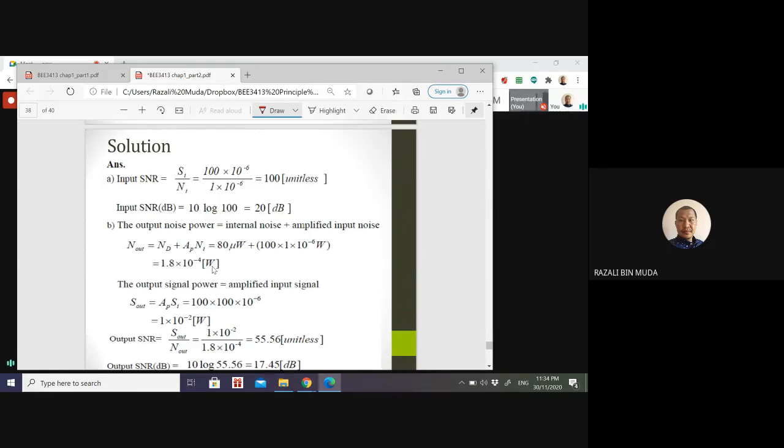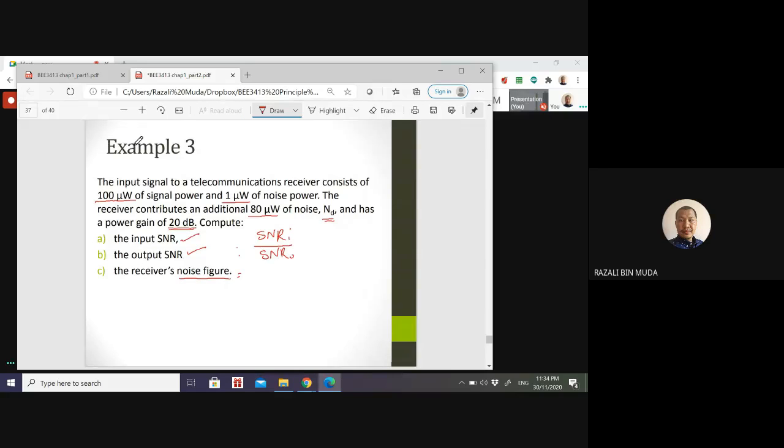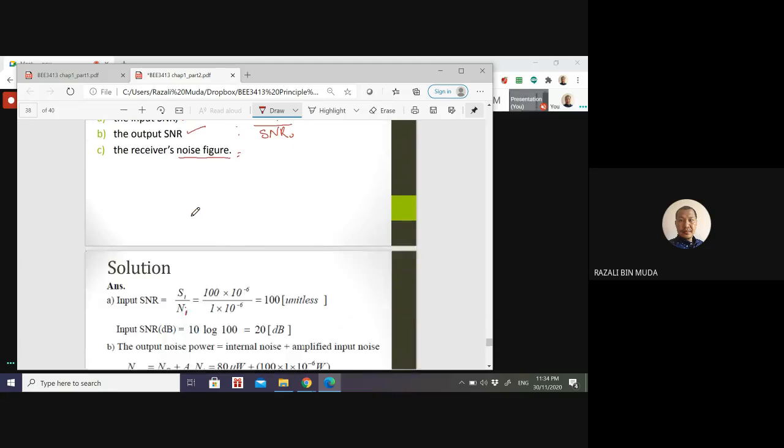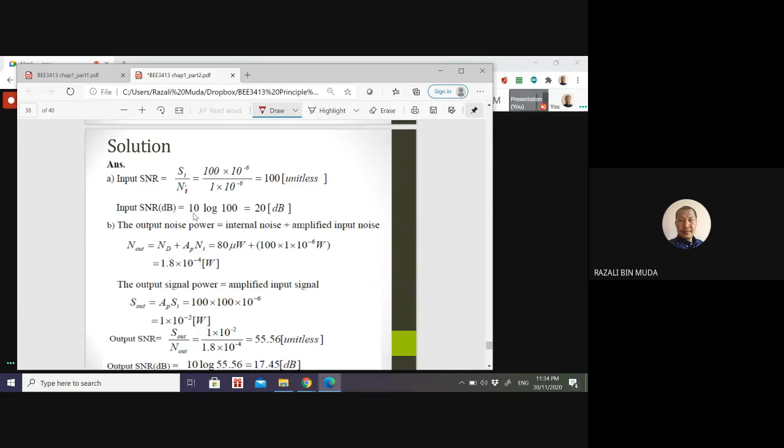Okay, the answer is given. Input SNR, SI over NI, equal to: given to you, input SI is 100 microwatt, and the noise power is 1 microwatt, okay? So 100 microwatt over 1 microwatt, you get 100. So input SNR in dB is 10 log 100, so you get 20 dB.